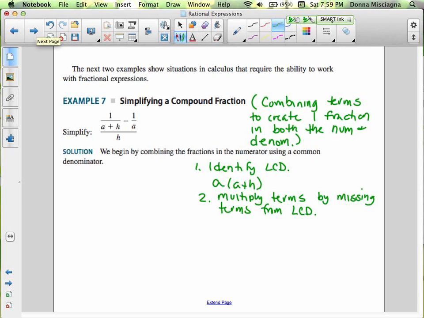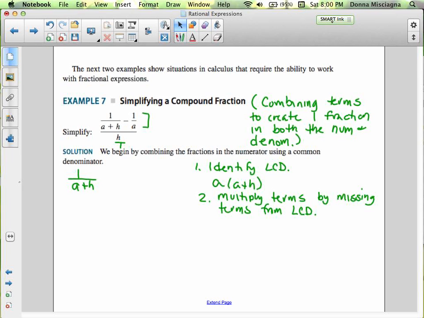So if you look, we don't have to worry about the denominator of this fraction because it is already one term. It's one fraction already, right? So h is one fraction, we're done. We can put it as h over 1, we're done with that. It's these two that we need to make be one fraction. So the 1 over a plus h is missing an a. So we've got 1 over a plus h.